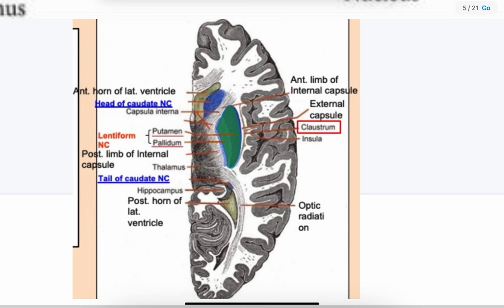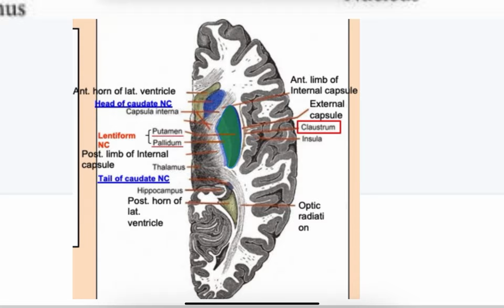This picture is showing us the anterior horn of the lateral ventricle from the ventricular system video. Here we can see the head of the caudate nucleus. We can see the claustrum here, this gray matter. Here I can see the lentiform nucleus, the putamen, and I can see the tail of the caudate nucleus. So this is the head of the caudate nucleus, and this is the tail. And this is the insula.